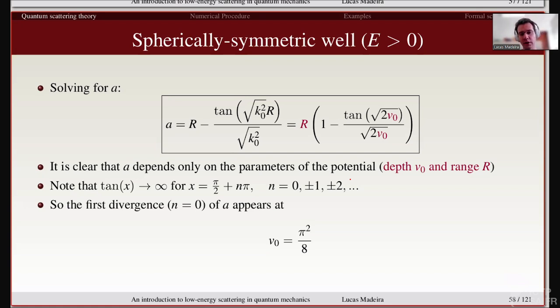Now, if you look at this expression, you'll notice that we have a tangent here. And the tangent diverges for some values of the arguments, right? Tan of x diverges to infinity for pi over 2 plus multiples of pi, right? And the first divergence of this quantity here happens when the depth of my potential is pi squared over 8. So the message here is that this scattering length diverges for some values of the potential parameters, and that the first one happens at this value of the depth.